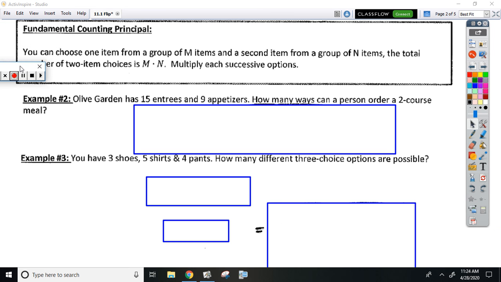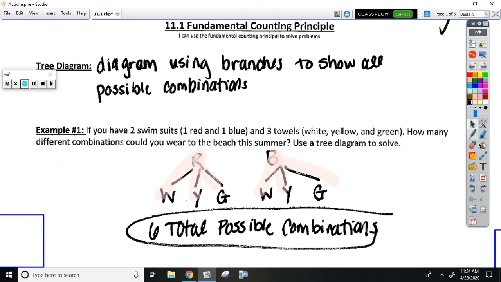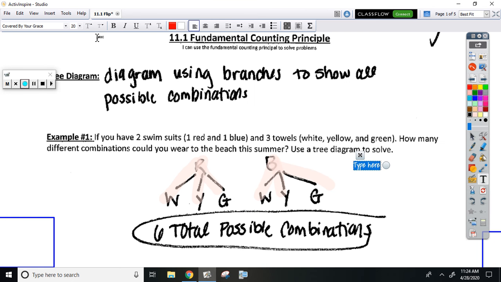The fundamental counting principle is something that is a shortcut to what we just did. It says that you can choose one item from a group of m items and a second item from a group of n items. The total number of 2 choice items is to multiply the m and the n together. So let's go back here. There were 2 options for swimsuits. There were 3 options for towels, so if we multiply those together, we get 6, which was our answer.